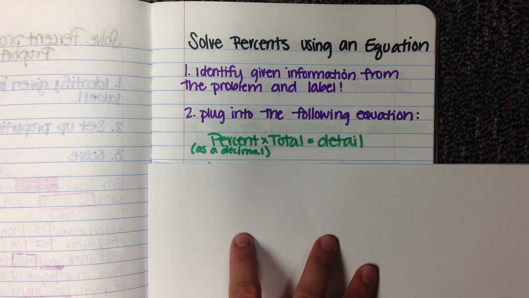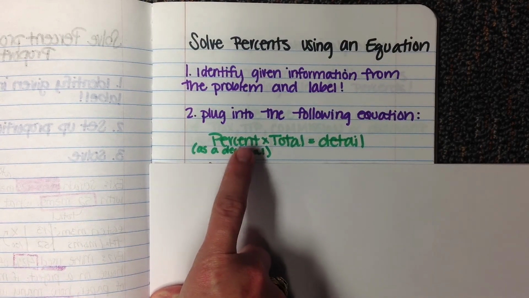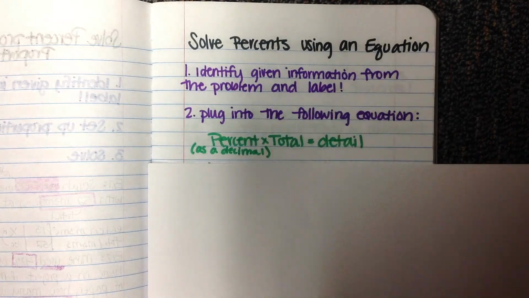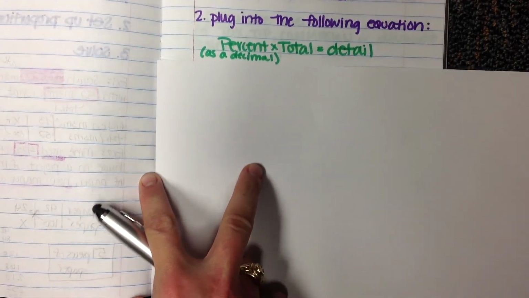Here's my equation. The percent written as a decimal times the total equals the detail. If you've noticed, in a lot of these problems we've always had a total of something and we've had a detail about that something. If we multiply the percent in decimal form times the total, we're going to get that percent value as the detail. I'll show you what I mean. Let's look at a couple practice problems.